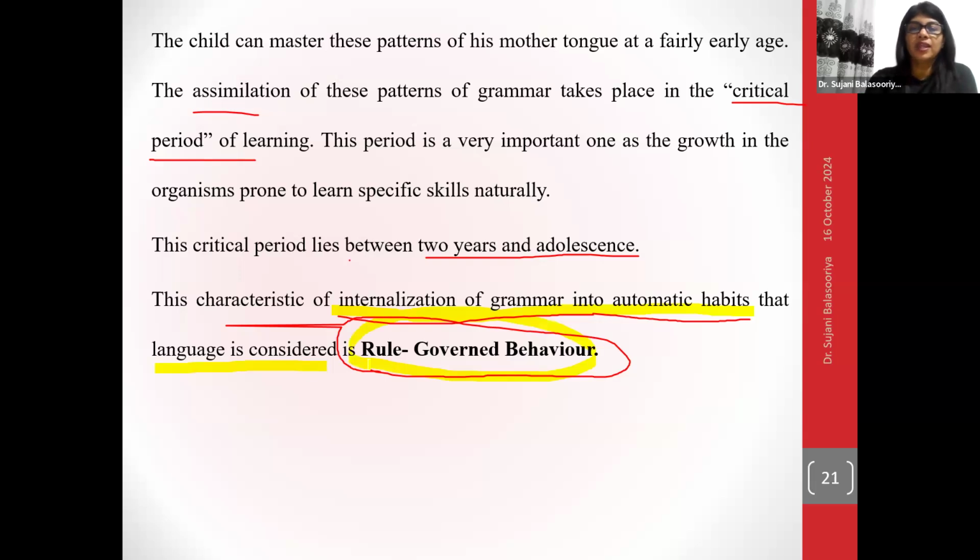Okay, so you get the key idea of what you mean by language is rule governed from this underlying part. That is the key idea. That is what we were talking about.